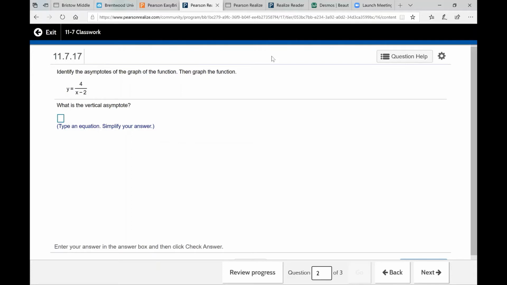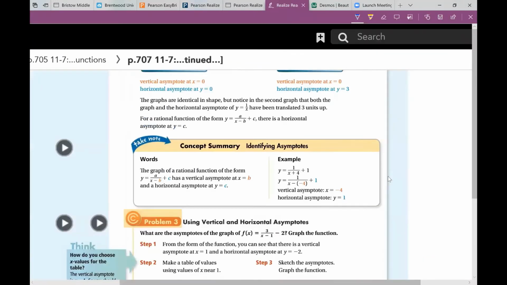So in order to know how to find the vertical and horizontal asymptotes, there's an equation that you use. You either need to copy this down as you watch this example or use your book. It's right in the middle of page 707. And here is the equation that you need. Y equals A divided by X minus B, plus C.